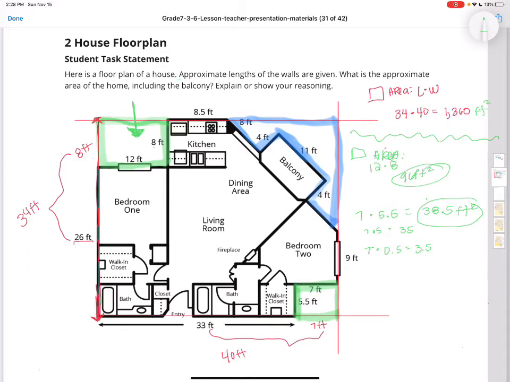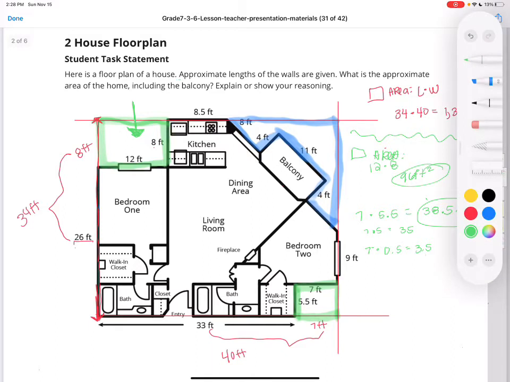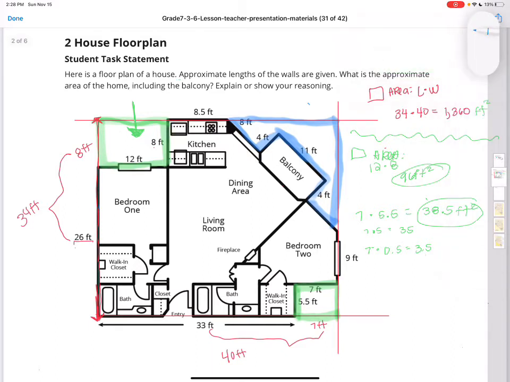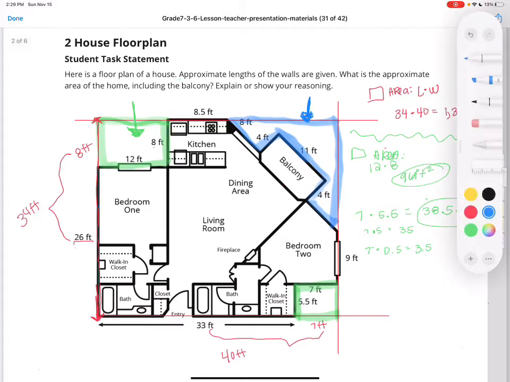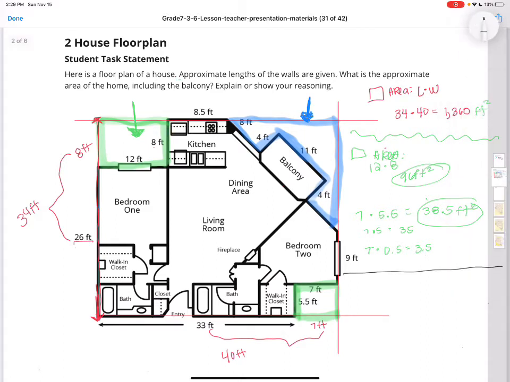Then when I get to this area, we're talking about the blue area right here. What shape do you see? Or what shape do you kind of see? Because we might have to try to make a shape out of that. What shape do you kind of see? Do you see a square? A rectangle? Or maybe a triangle?